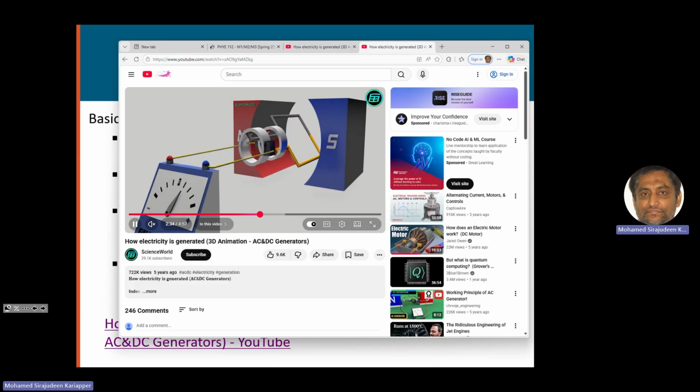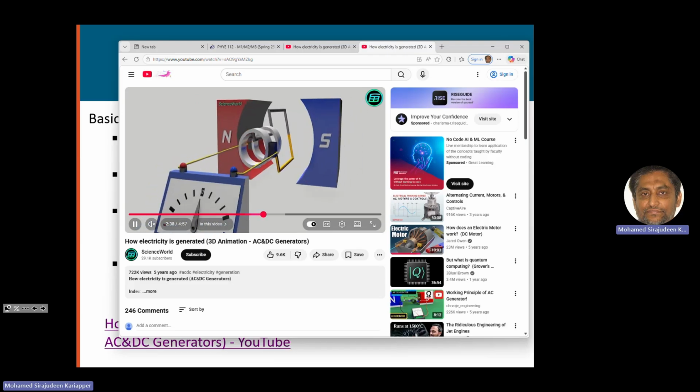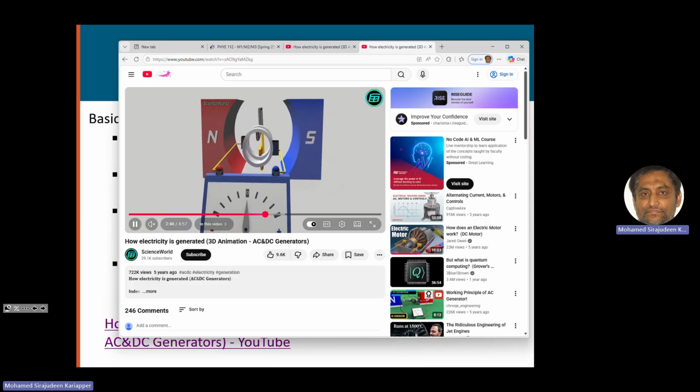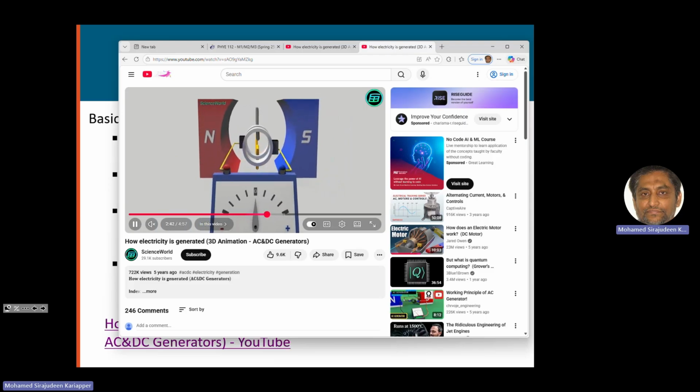Then as it moves on, it will go to the other side. So it's an alternating current. Alternating means it alternates its direction as well. It changes in magnitude as well as alternates in direction. So that's why I call it an AC generator.